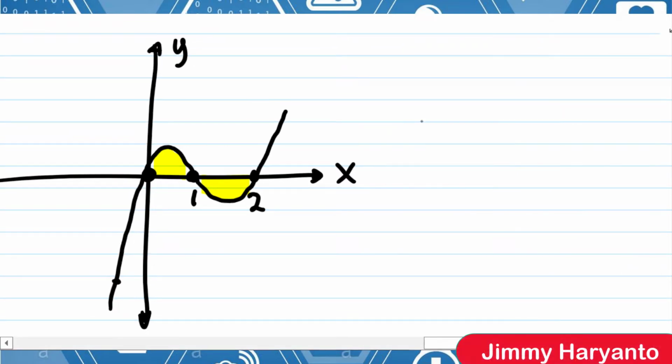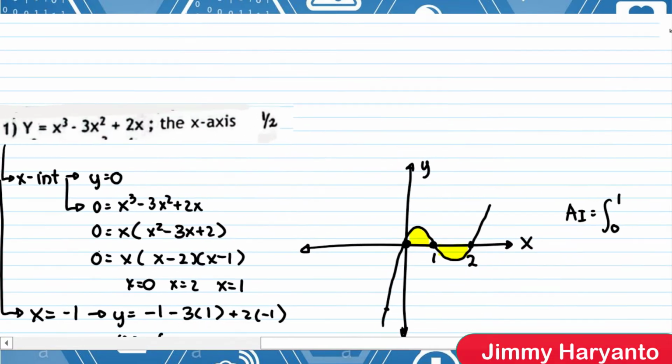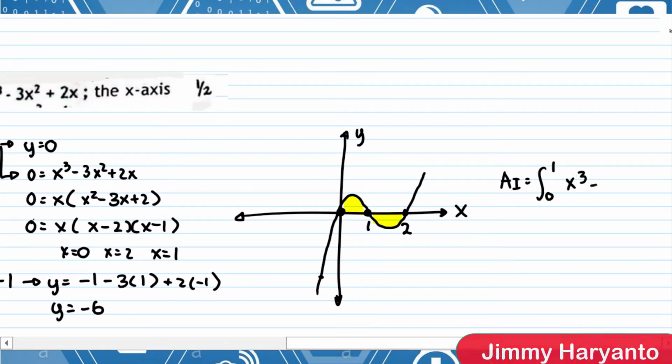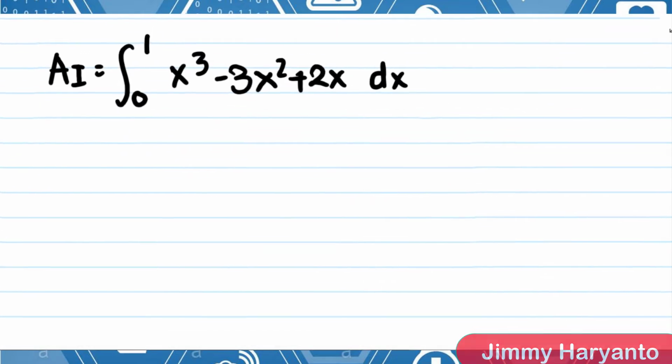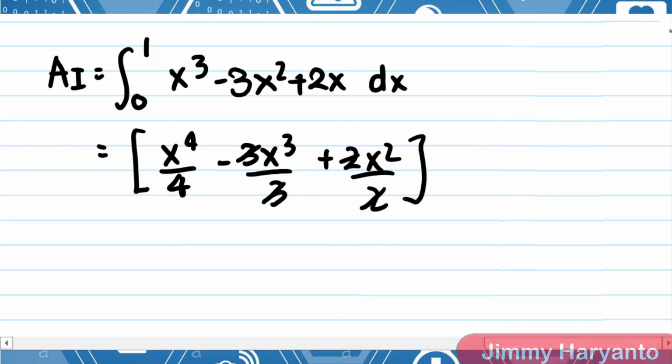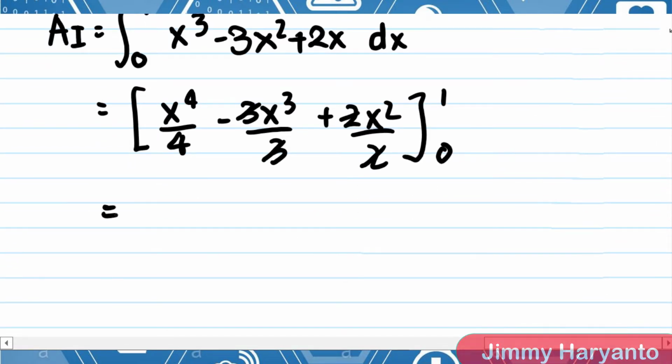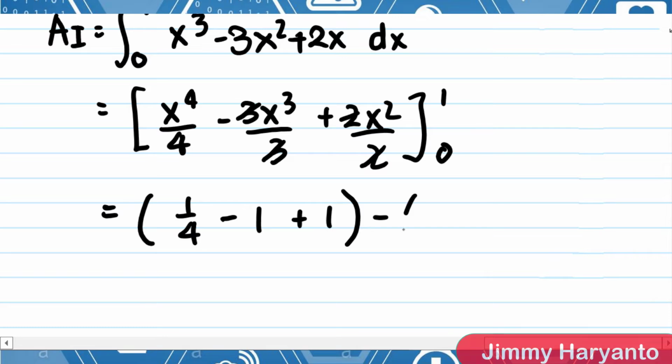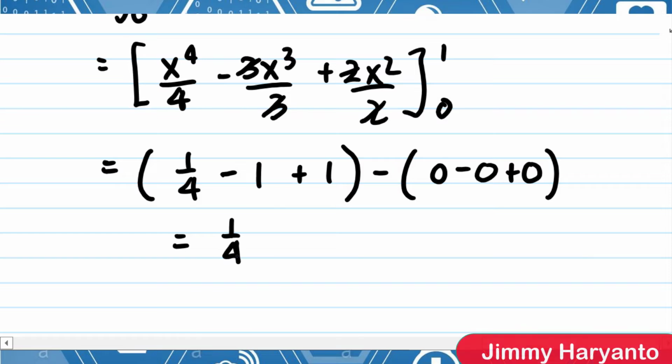Okay, let's calculate it. For the first one, area 1 equals integration from 0 until 1. The function will be x to the power of 3 minus 3x squared plus 2x dx. Okay, so the integration will be x to the power of 4 over 4 minus 3x to the power of 3 over 3. You can cross out the 3. And then 2x squared over 2. You can cross out the 2 also. 1, 0. And then plug in the 1 first. The 1 will be 1 over 4 minus 1 plus 1. And then the 0, of course, 0 minus 0 plus 0. From this one, you will have 1 over 4.